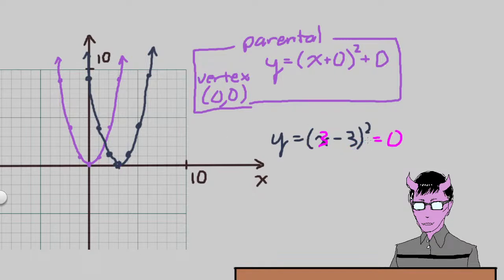Or you could just memorize the rule. If it's in the parenthetical, it's going to be opposite movement. Which, I don't particularly like just memorizing rules. I do like to understand why things are happening, but that's why it's happening.